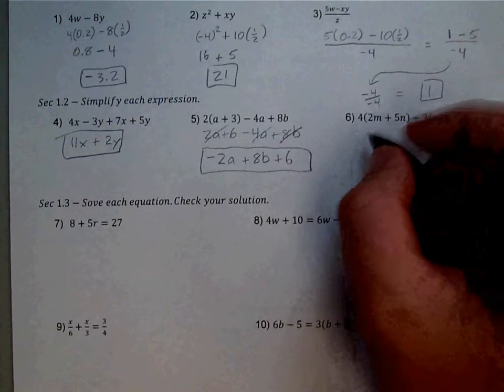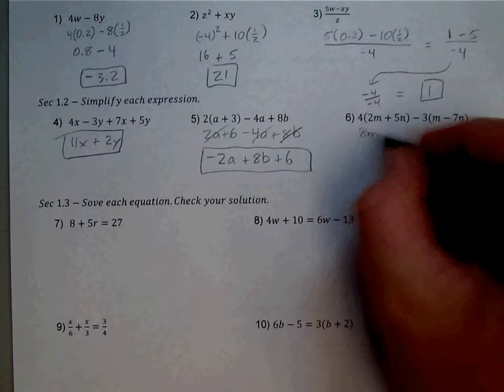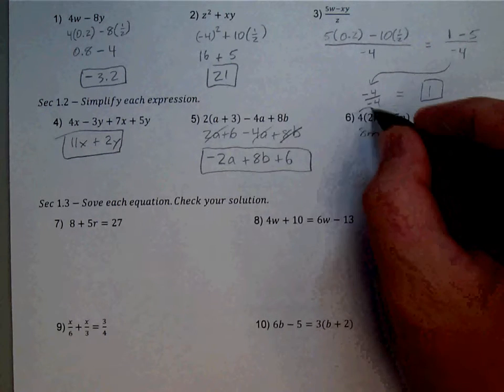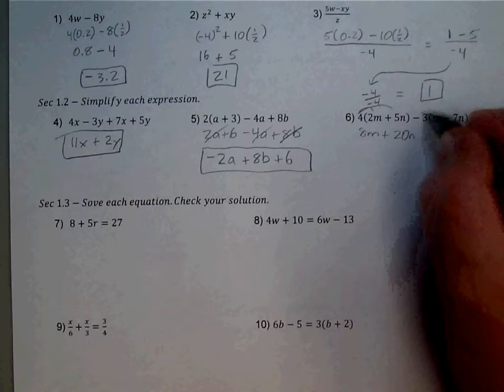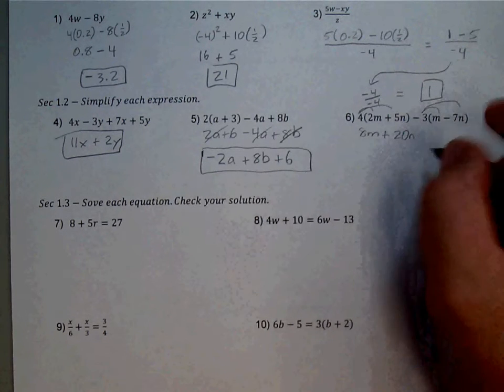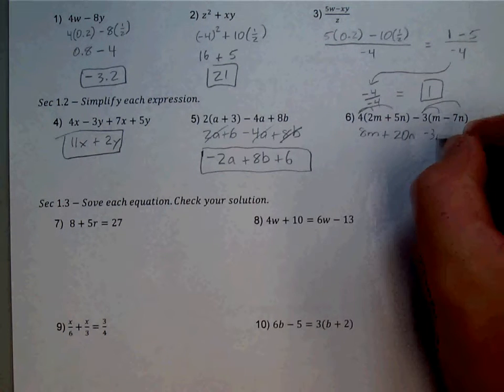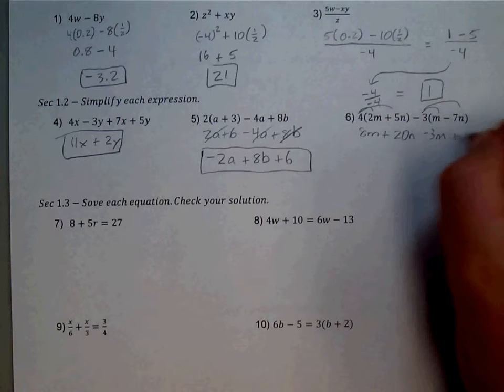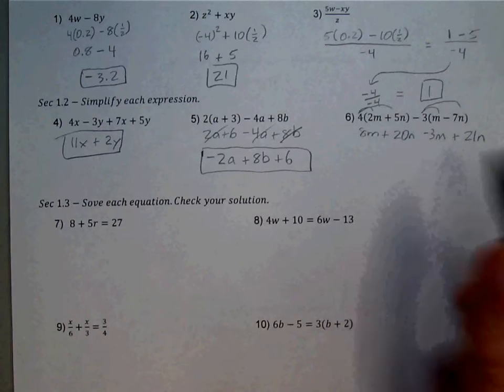Number 6, I'll distribute. 8m plus 20n. And then distribute. Don't forget this negative is with the 3, so we have to distribute the negative throughout. Negative 3 times m, and it's negative 3m. Negative 3 times negative 7, and negative times negative is positive. And then 21n. Now combine like terms.